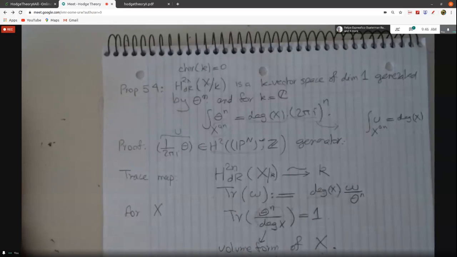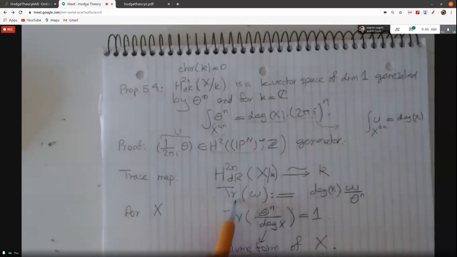Anyway, so this is the trace map. I have not seen it called the trace map in topology books, but within algebraic geometry it is called the trace map, and I think it comes from an article of Tate, but one has to go and look for it. Okay, then let's go further.